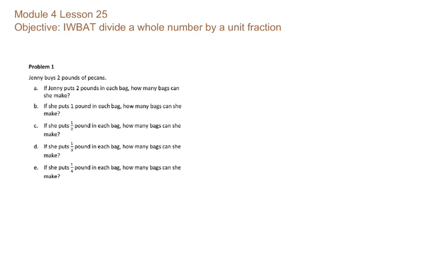So if I'm looking at Jenny buying 2 pounds of pecans, and first she wants to put 2 pounds in each bag, how many bags can she make? So this basically tells us there's 2 pounds and we're dividing it by units of 2 pounds. We can make 1 bag.